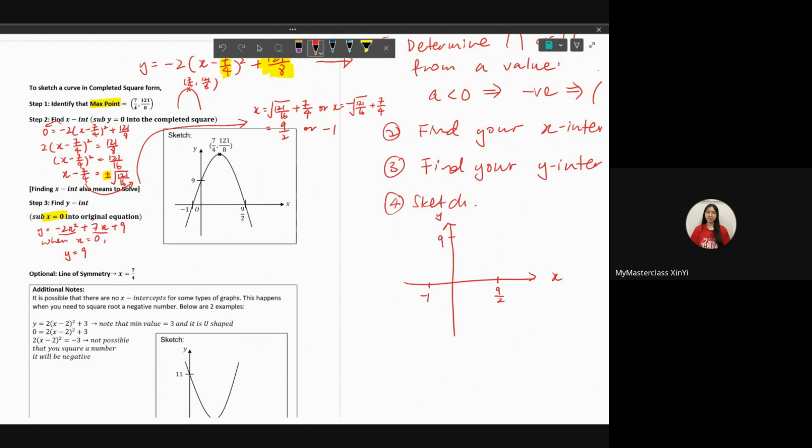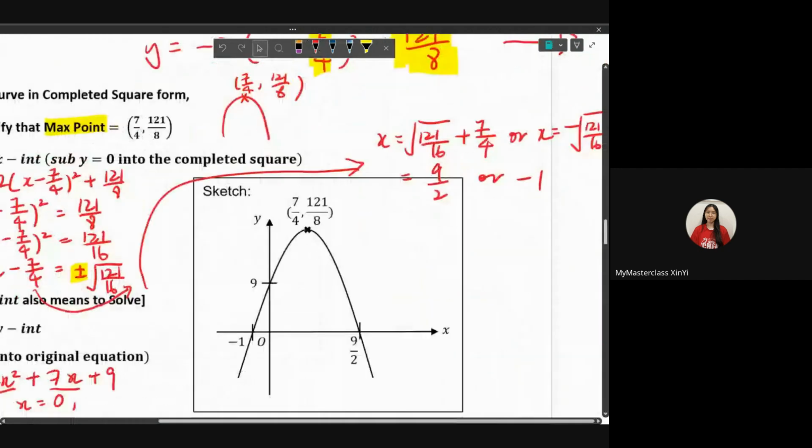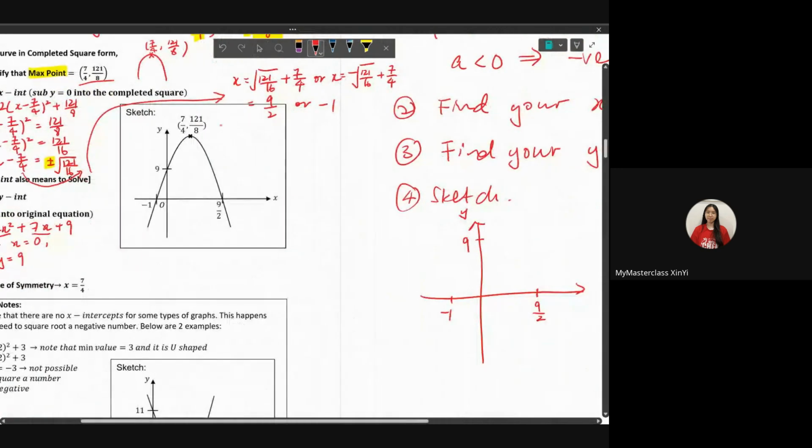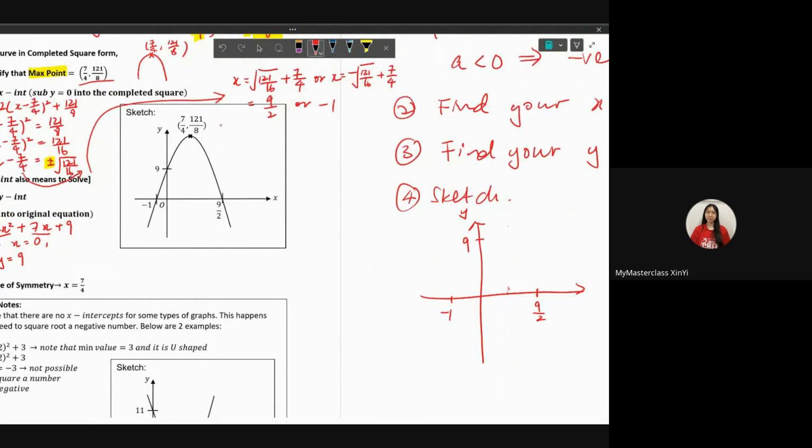Then next, also your maximum point is this point over here. So 7/4 should be somewhere here. So it will be here. And then 121 over 8 should exceed 9, right? So it is higher. That is your maximum point. So this is 7/4, 121 over 8. Now you have marked out all the points you found already, so just link it together as an N shape, with the maximum point being the highest one. Then that is your graph.